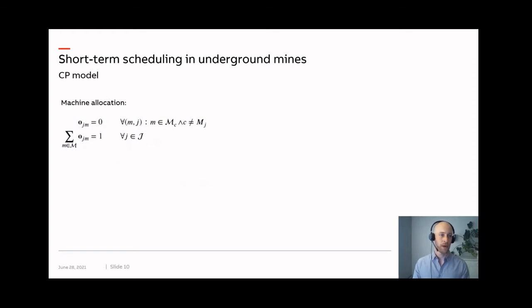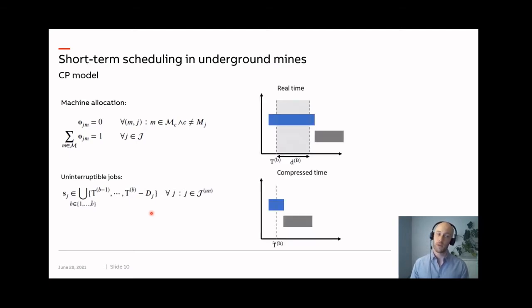I will now go through a couple of the model constraints. So first, we enforce that only one machine is allocated to each job and that only eligible machines are used. Then we deal with the mix of interruptible and uninterruptible activities due to the presence of these blast windows. So to enforce that uninterruptible activities never intrude on the blast window, we directly restrict the feasible domain of the corresponding start times. And for the interruptible activities, we maintain two timelines, so one real timeline and one compressed timeline.